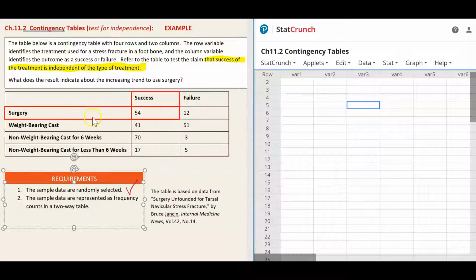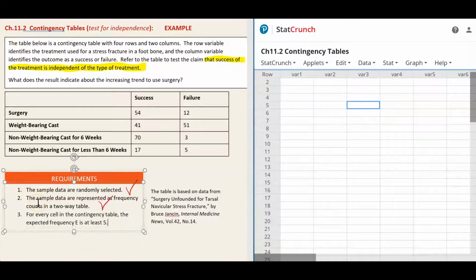In this case, we have 54 subjects who had success with surgery treatment and 12 subjects who had failure results with the surgery treatment. 41 subjects who had success with weight-bearing cast treatment, and 51 subjects who had failure with the weight-bearing cast, and so on. So the table represents frequency counts.